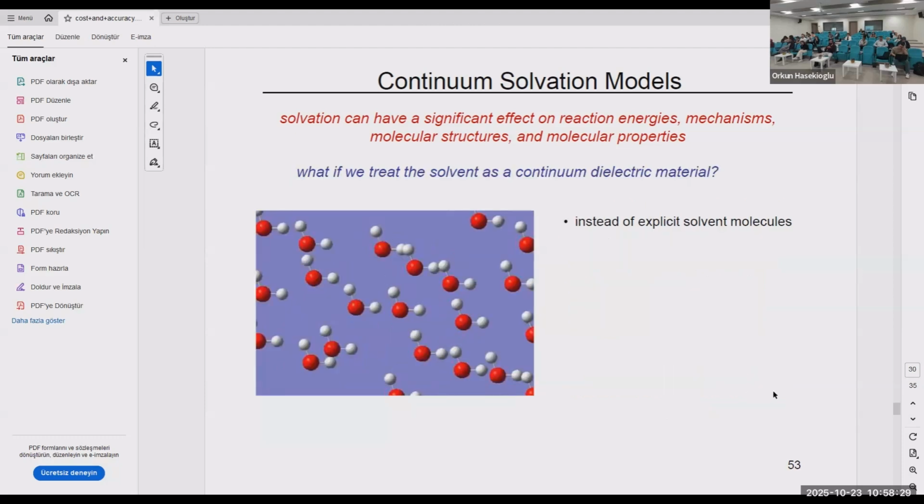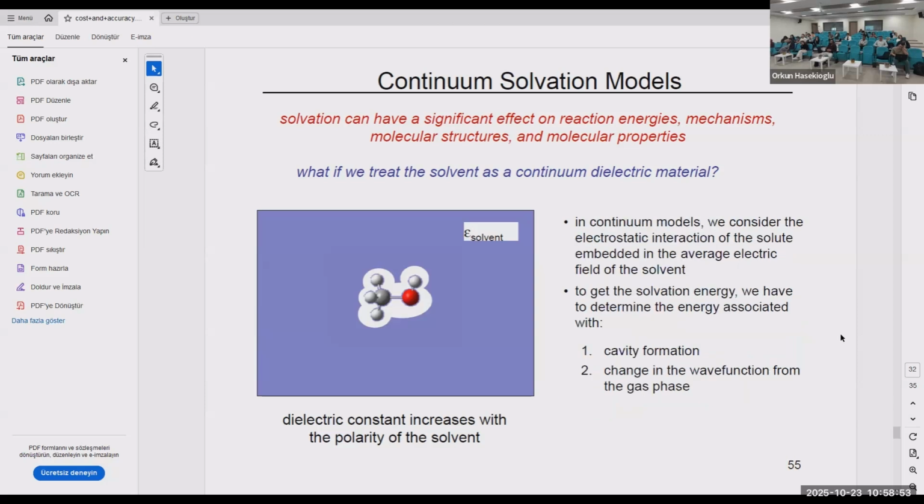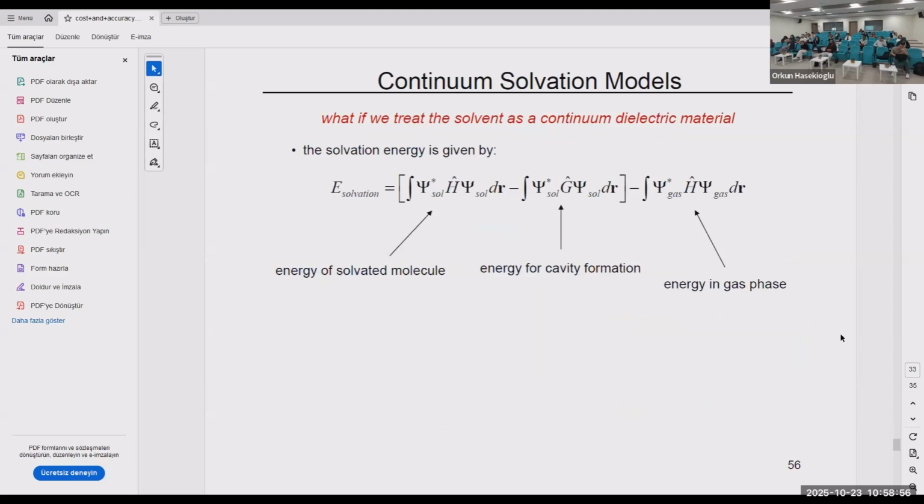So instead of explicit solvent molecules, we have a continuous medium with the dielectric constant of the solvent. Then we carve out a small void for the solute. The size and shape of the void depend on the size of the solvent and solute. It represents the region around the molecule that isn't accessible to the solvent. Then we put the solute inside the cavity. So this is the solvation energy calculation. We have the energy of the solvated molecule, the energy for cavity formation, and the energy in gas phase terms.